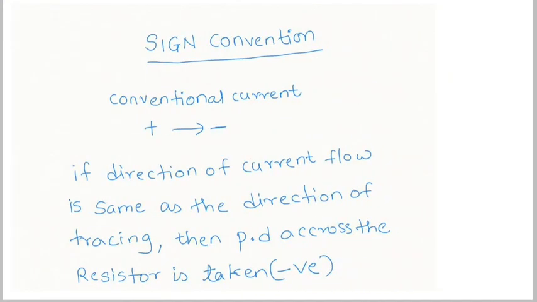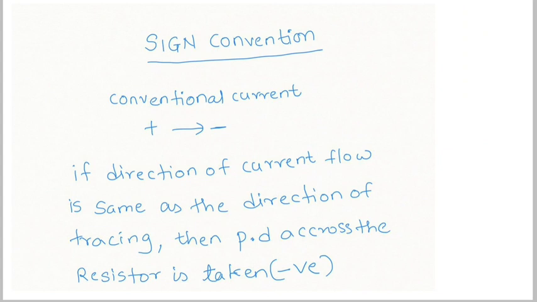Now we will be talking about the signs and convention used in this Kirchhoff voltage law. Conventional current, you all know, flows from positive to negative. So if the direction of current flow is the same as the direction of tracing, then the potential difference across the resistor is taken negative.